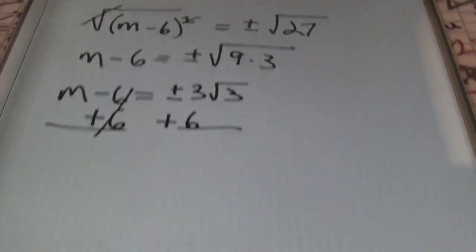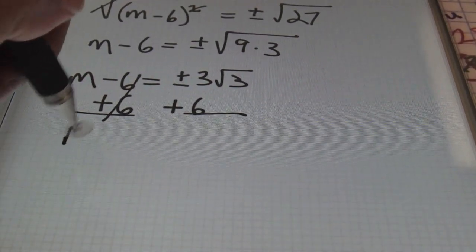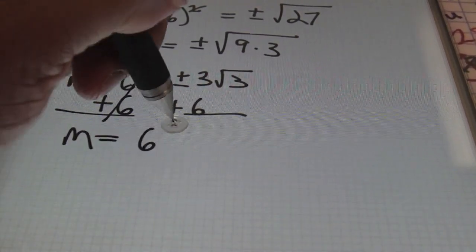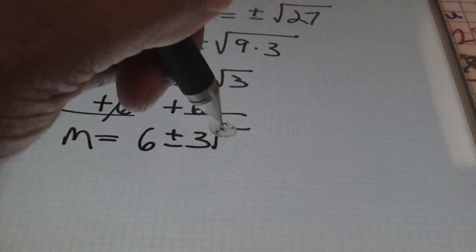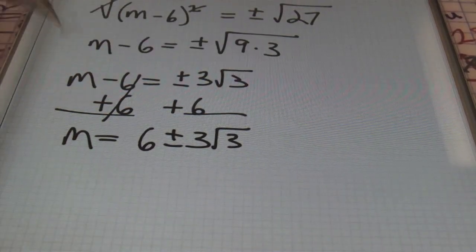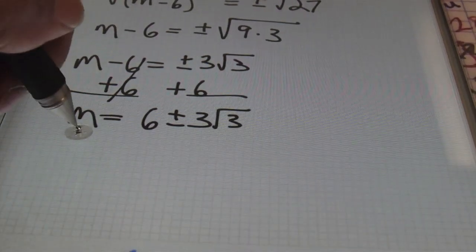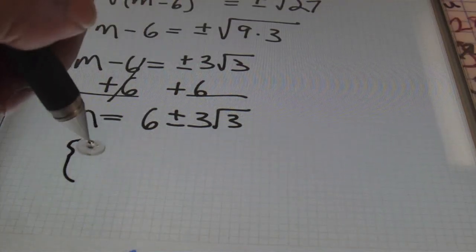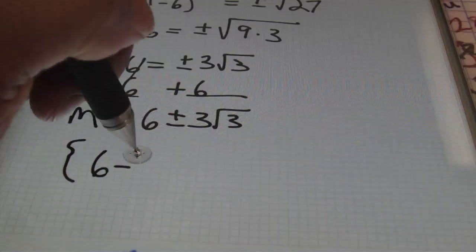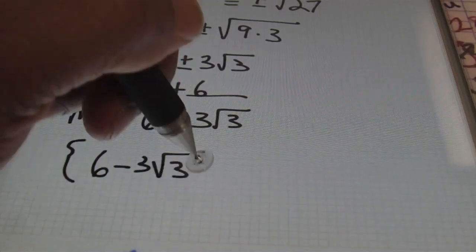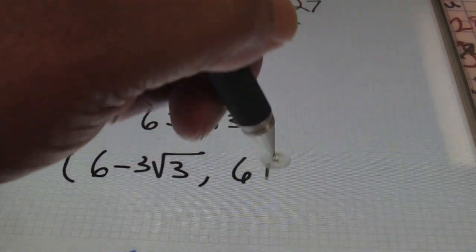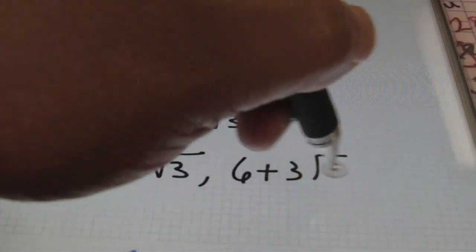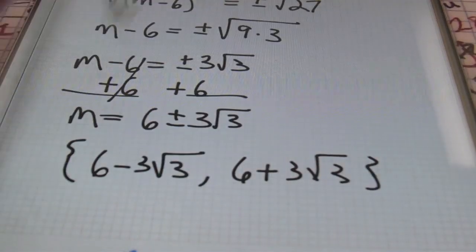So my 6's cancel out, and that leaves me with m is equivalent to 6 plus or minus 3 times the square root of 3. So, writing my solution set, ladies and gentlemen, it'll look like this. Let me take my time on the brace there. We'll end up with 6 minus 3 times the square root of 3, and I'll also have 6 plus 3 times the square root of 3, and that is going to be my solution there.